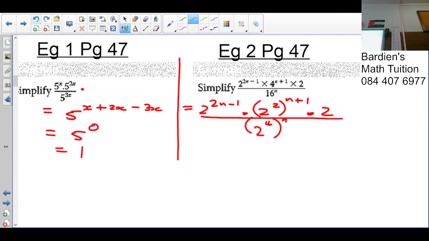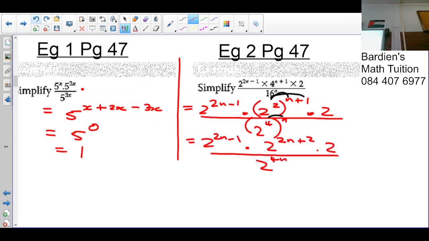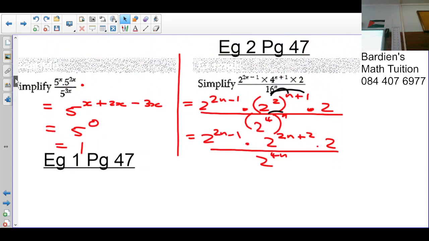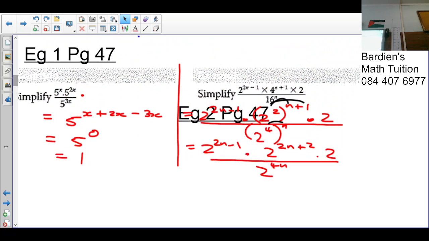Right, you got it now. Now, the rule says if we have something raised to a higher exponent, we multiply the exponents. So it's going to be 2 to the 2n minus 1 times 2 times n, 2n, 2 times 1, 2 times 2 over 2 times 4 times n. Understand now? When we're multiplying and bases are the same, we add the exponents. When we divide, we subtract the exponents.